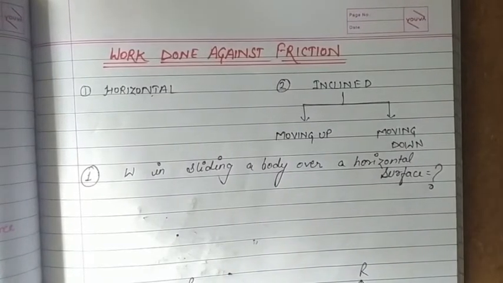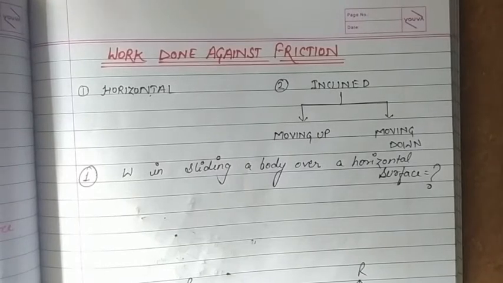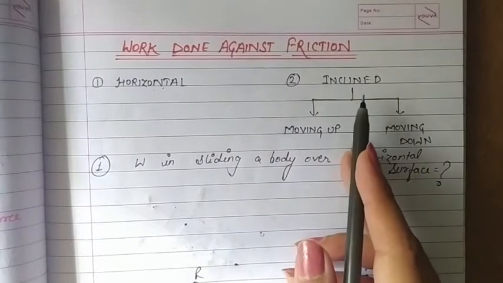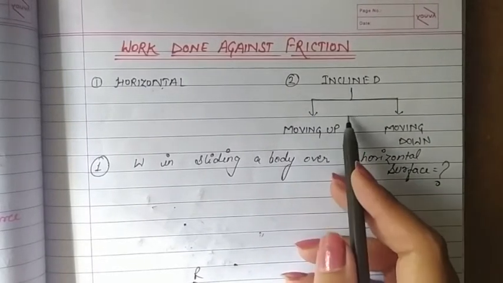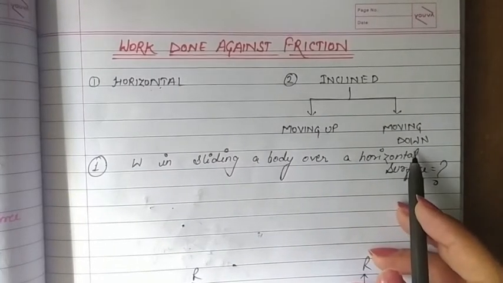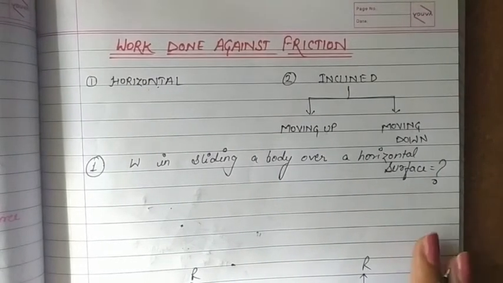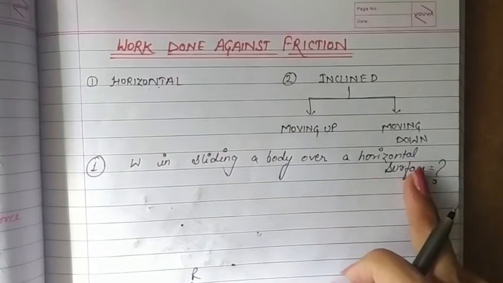So there are three cases. First, the body is moving over a rough horizontal surface. Second, the body is moving over an inclined plane in upwards direction, or sliding up on an inclined plane. And the third one is the body is sliding down on an inclined plane. These are the three cases, and in the first case we are going to find the work done in sliding a body over a horizontal surface.